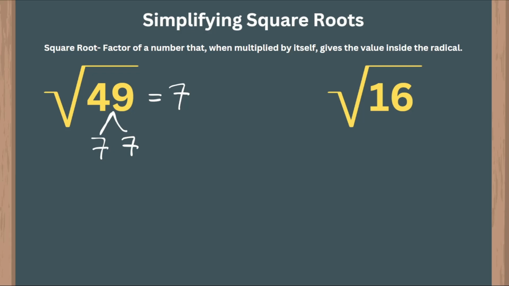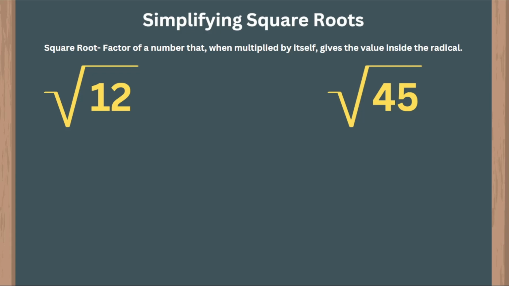16 is very similar in that it is a perfect square. And so I end up with 4 times 4, because that's my pair that is the same, that multiplies to give me 16. So the principal square root of 16 is 4. Now let's look at examples that are not perfect squares.